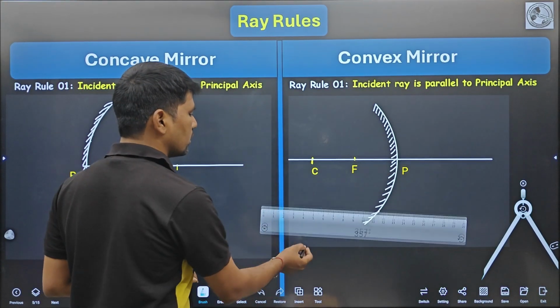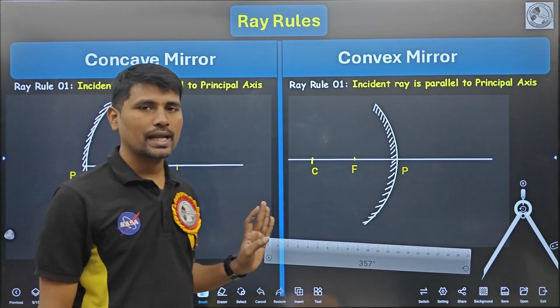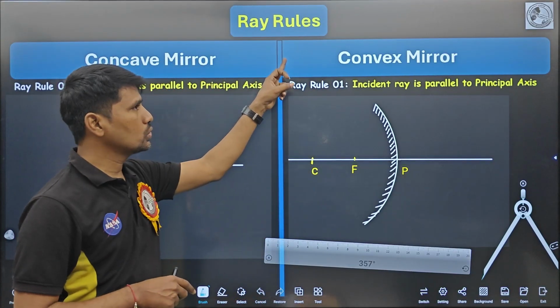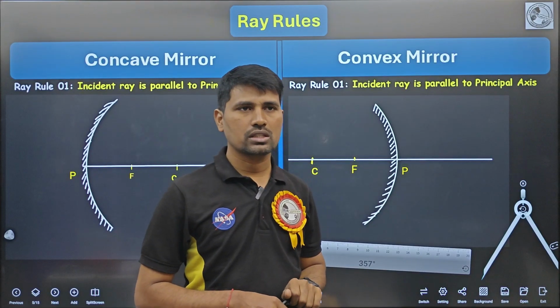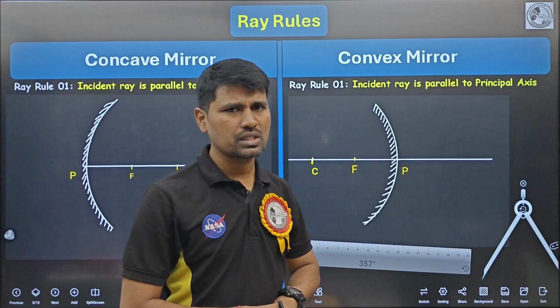Right, children? Here I am going to tell you how to draw the ray diagrams. I am dividing ray diagrams into two parts. One is ray rules. Another one is image formation figures. You may have a little bit of confusion. Ray rules, image formation figures.